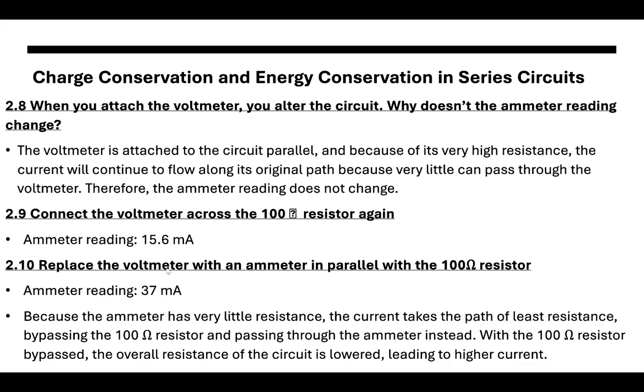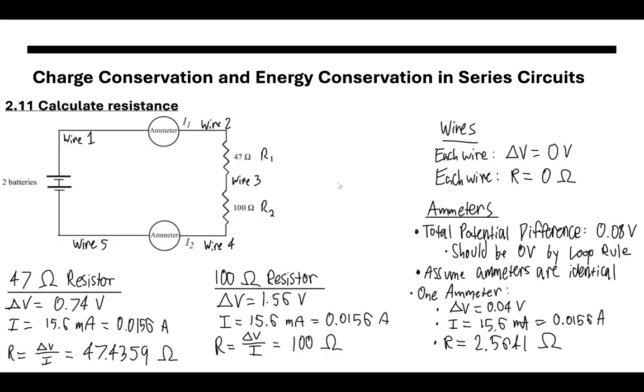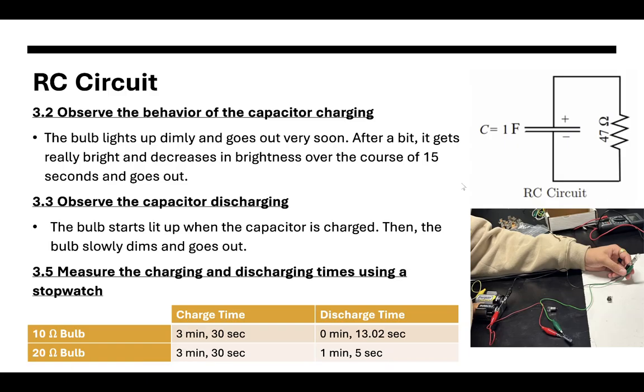And replacing the voltmeter with an ammeter in parallel, the ammeter reading goes up because now the circuit has a path of less resistance, so the current is going to go through the ammeter instead. So it's going to lower the overall resistance and lead to a higher amperage reading. Here are some calculations for the different resistances. Total resistance is going to be around 148.49 ohms.